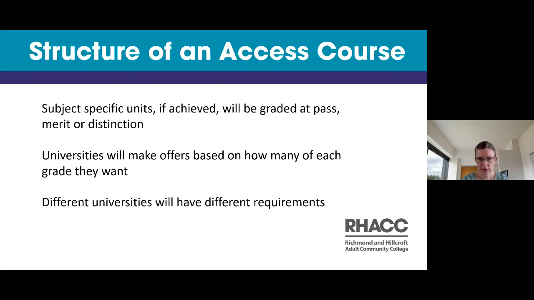Subject-specific units, if you achieve them, will be graded either pass, merit, or distinction, and universities will make offers based on how many of each grade they want. So how many credits at pass, how many credits at merit, how many credits at distinction. And different universities will have different requirements.